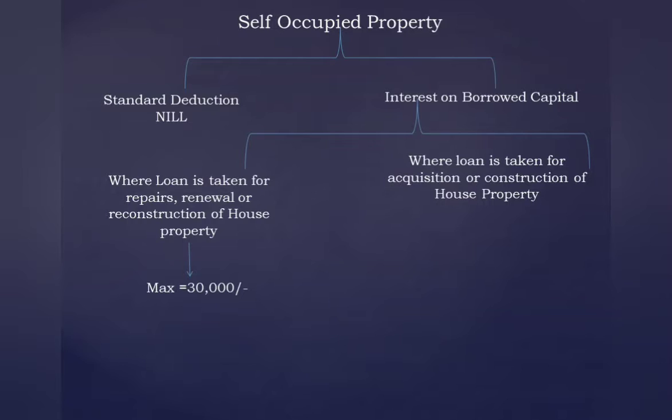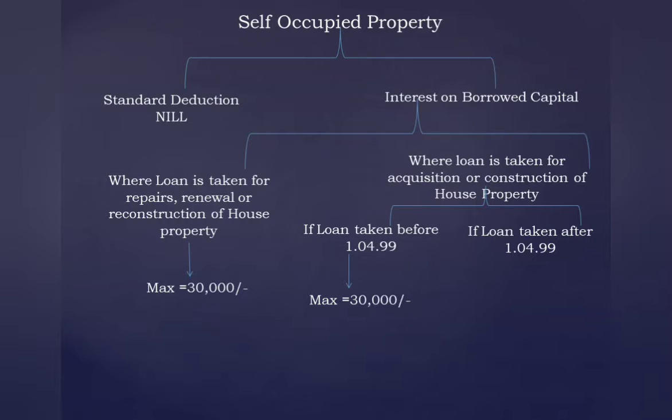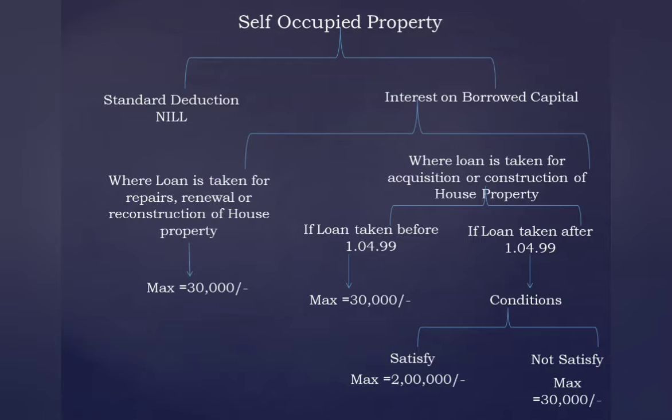Where the loan is taken for acquisition or construction of house property, then there are two parts. If the loan is taken before 1999, then a maximum of 30,000 will be allowed. But if the loan is taken after 1999, then there are certain conditions. If you satisfy those conditions, then a maximum of rupees 2 lakh can be claimed as interest on borrowed capital. If not satisfied, then a maximum of rupees 30,000 you can claim as deduction. There are certain amendments to this. You can check my Union Budget Update 2019 for your amendment purpose for financial year 19-20.